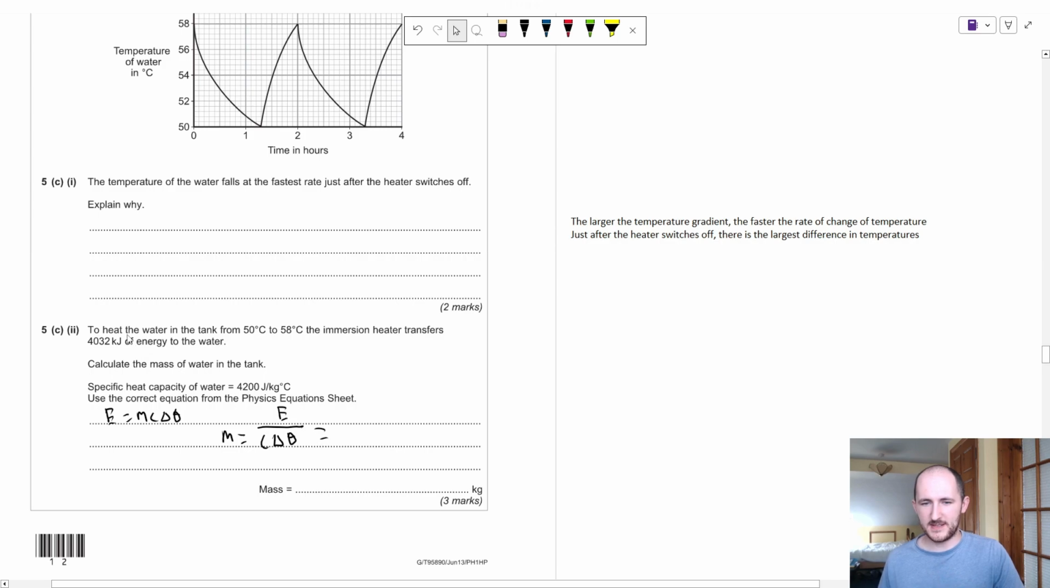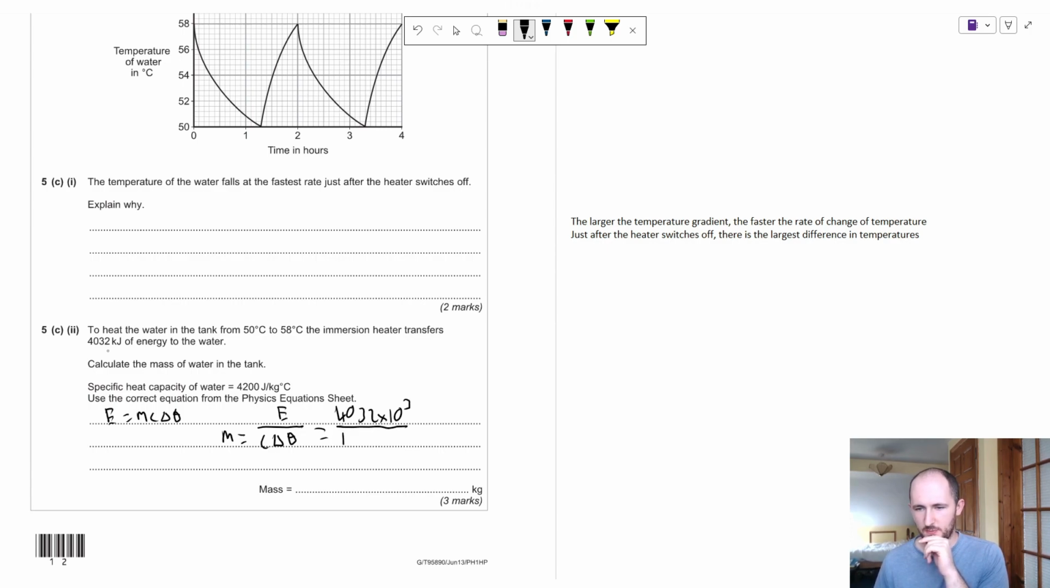So 4,032 kilojoules. Okay. That's in joules per kilogram, so I need to change that into joules. Okay, so I'm just going to leave it in standard form because I'm being slightly lazy. I'm pretty sure that's what you have to do. And c delta theta, so that's 4,200. The change in temperature from 50 to 58 is, of course, 8. That looks like a decimal point. It's actually a times sign. Again, I'm being a bit lazy.